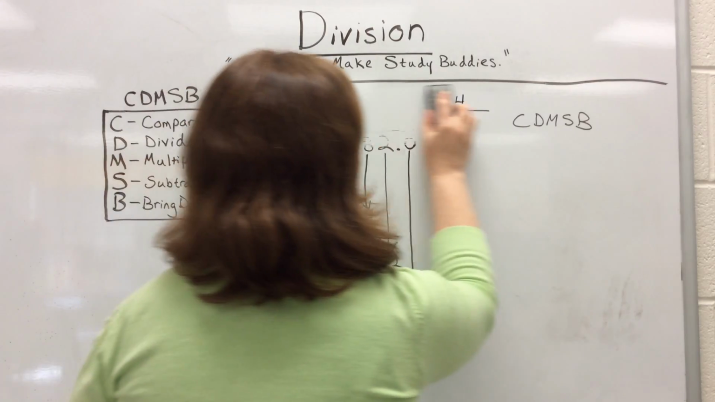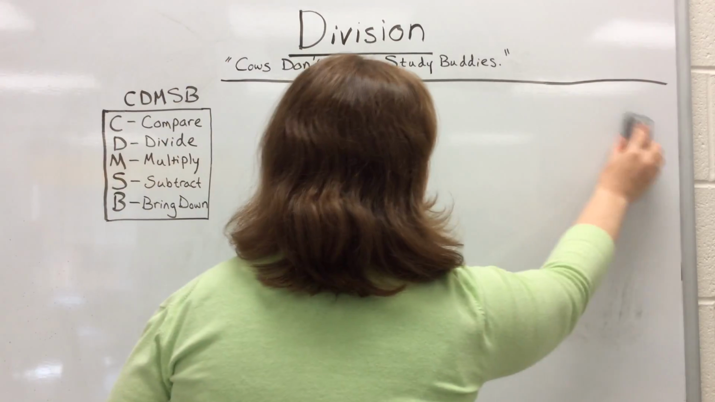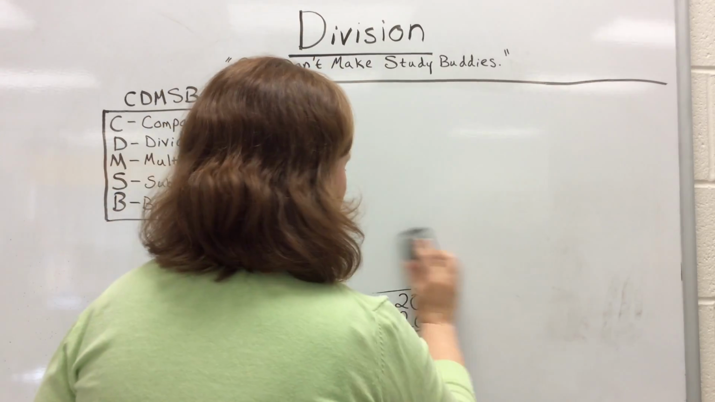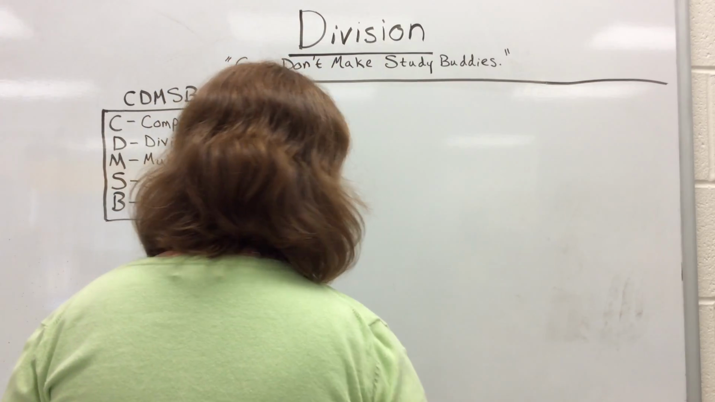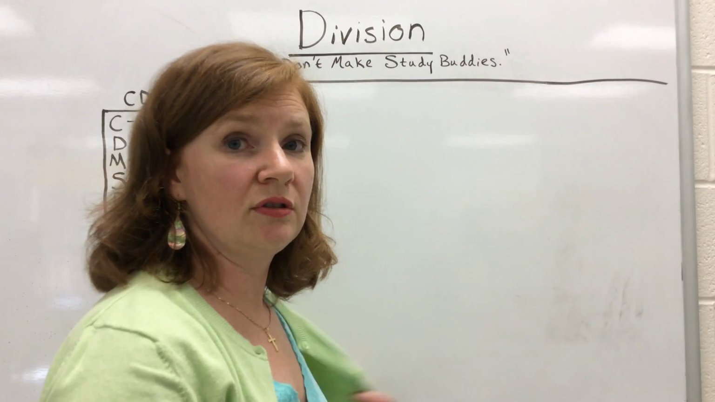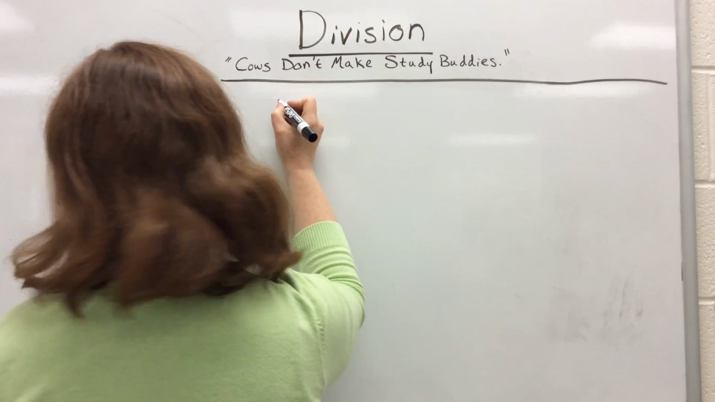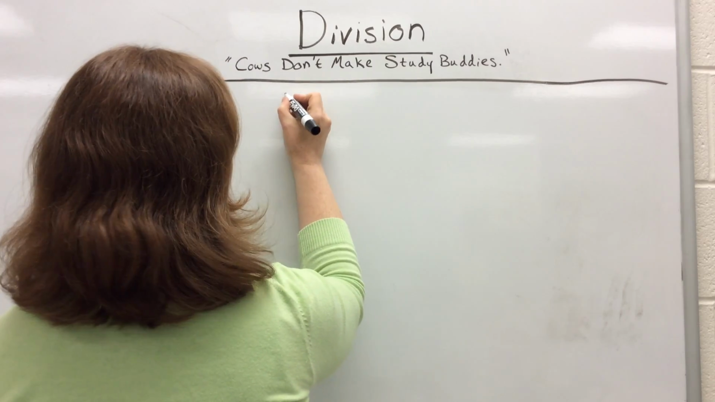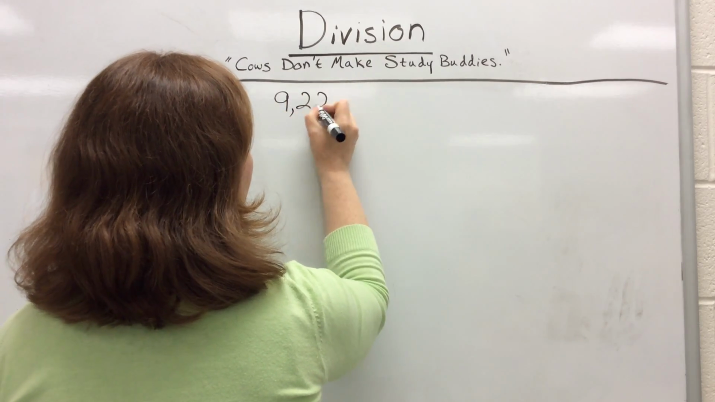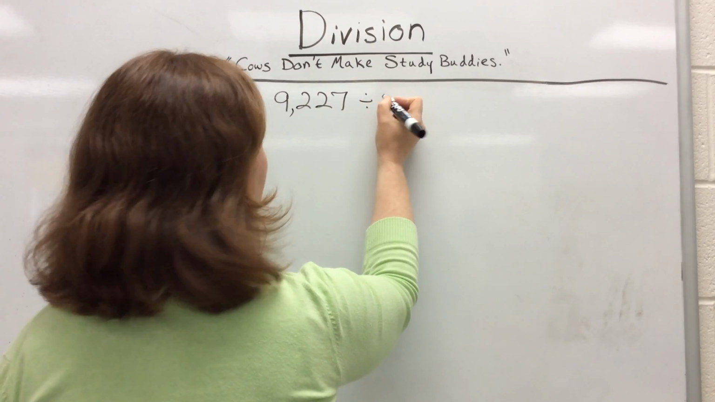We'll do one more problem. This one will have a decimal at the end that doesn't end as neatly as the one we just did. And I'll show you what you can do when that happens. This is 9,227 divided by 3.